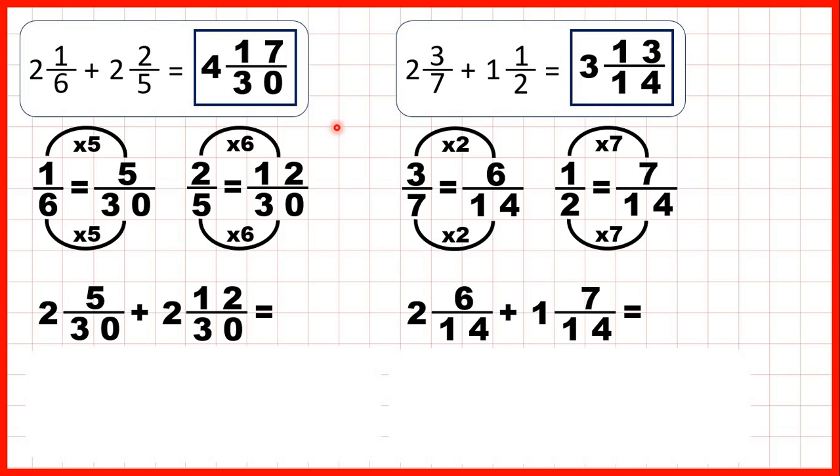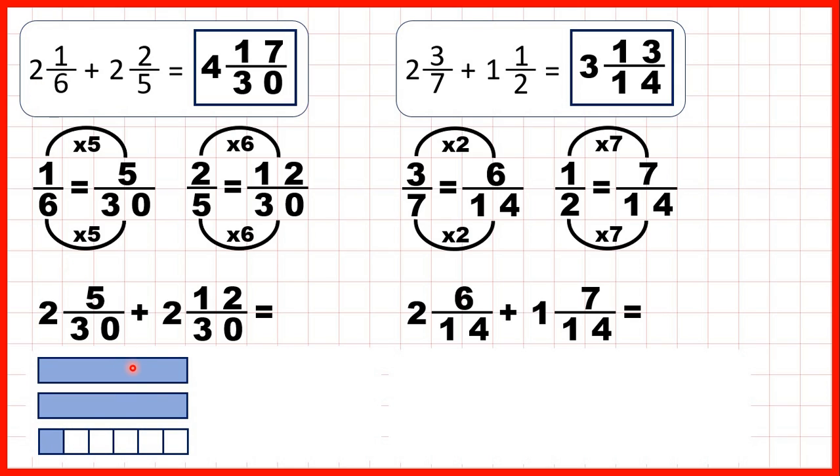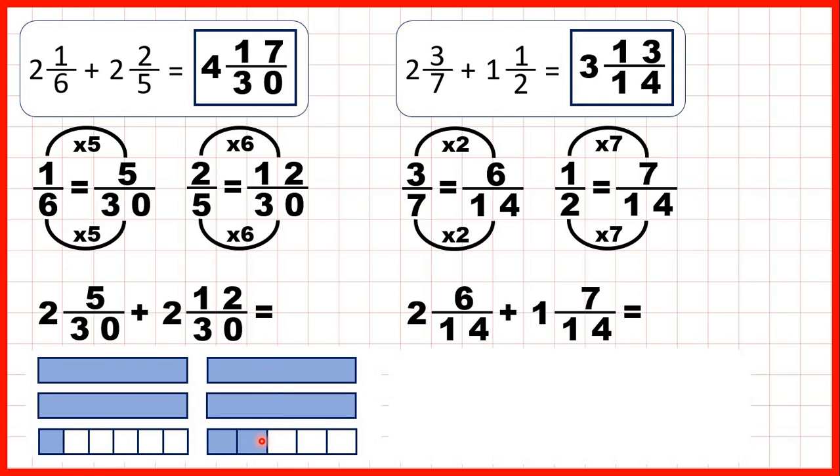So let's show fraction bars to see what we did here. We were adding, for this first question, 2 and 1/6 plus 2 and 2/5. We changed 1/6 into 5/30 and 2/5 into 12/30. So when we put our fractions together, that gave us 17/30, and then we just added our whole numbers, so 2 plus 2 is 4, and that gives us 4 and 17/30 as our answer.